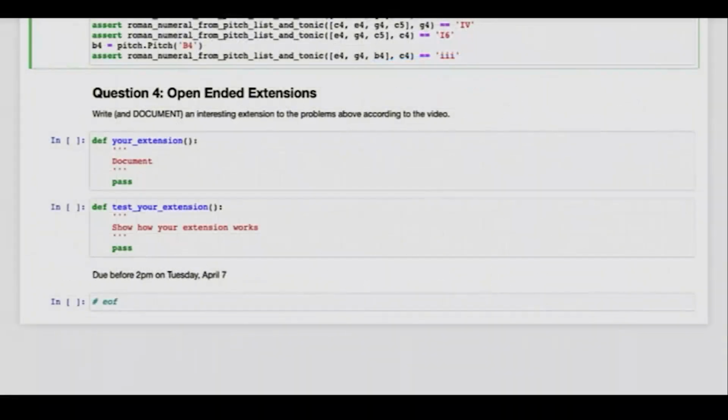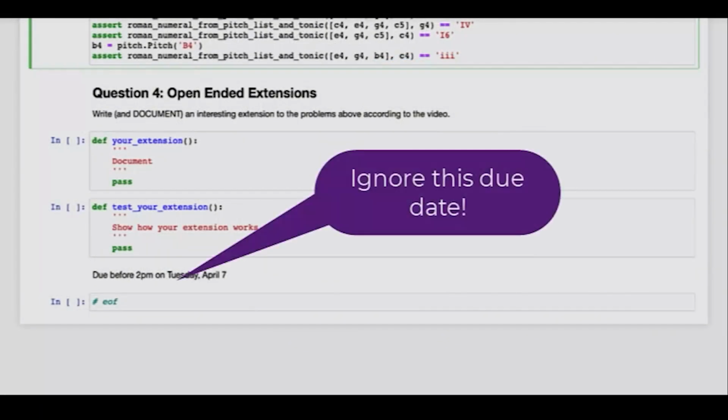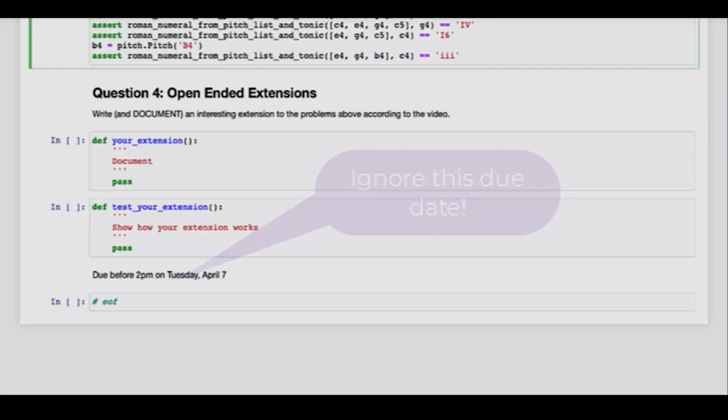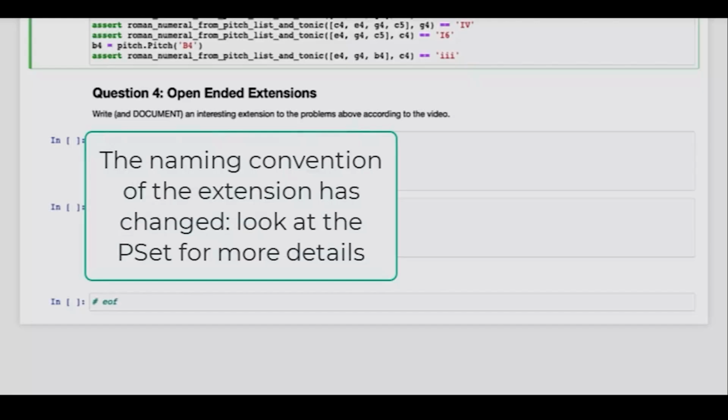So for your final part of this assignment, I want you to make an open-ended extension. You're going to write and document, very, very important, document an interesting extension to the problems above according to what you've seen in the video. So go ahead and call your extension whatever you want and test your extension. Show me that you have really seen what your extension is supposed to do and what it can do.